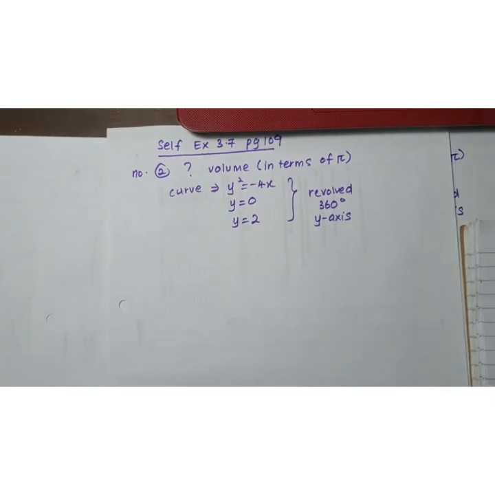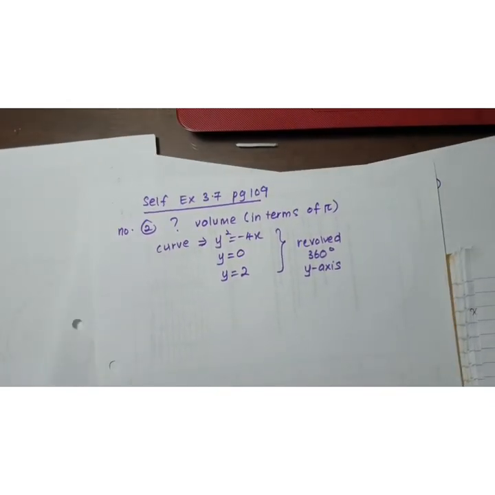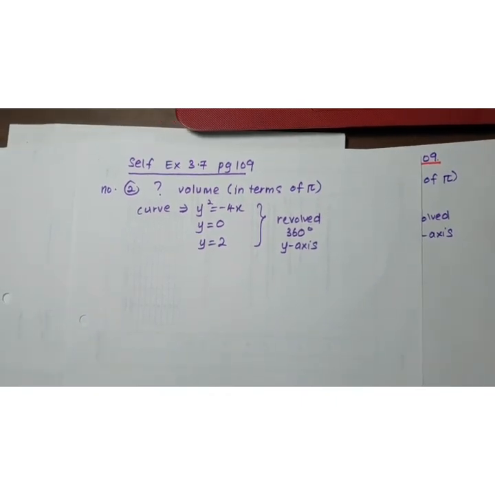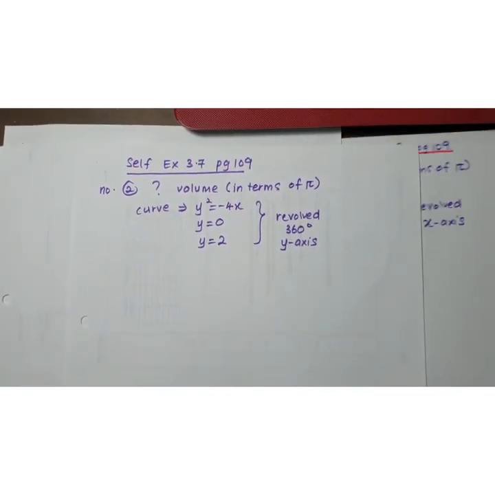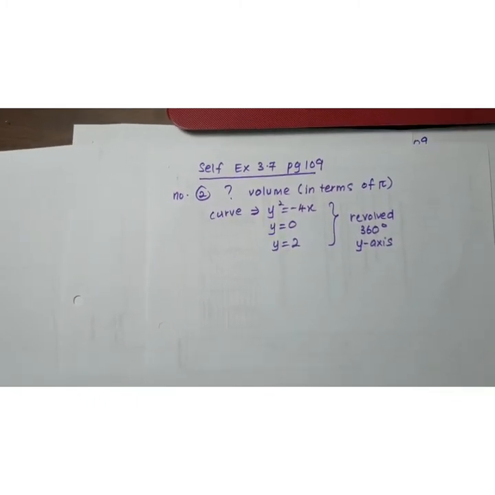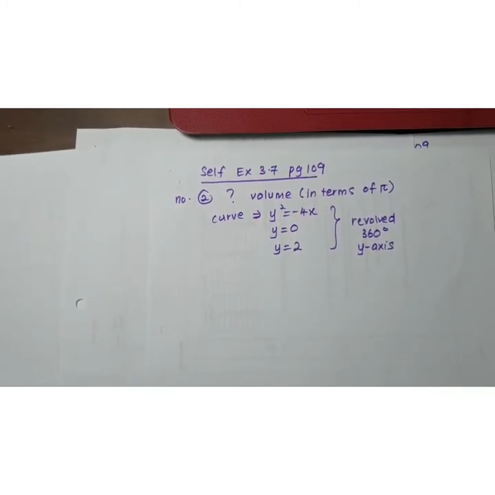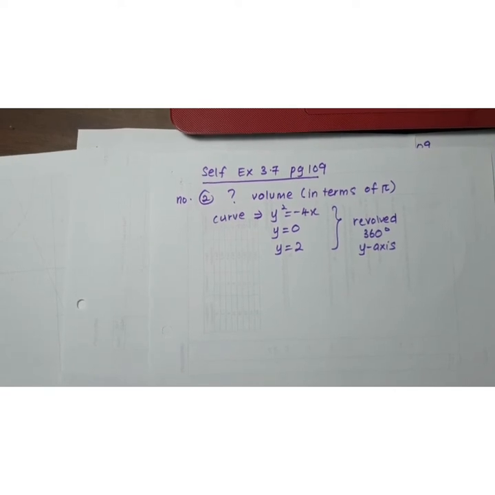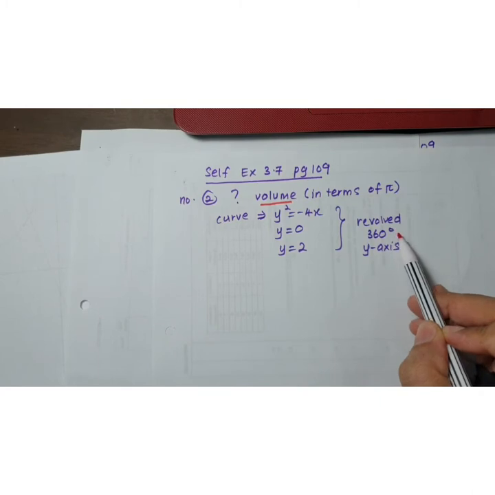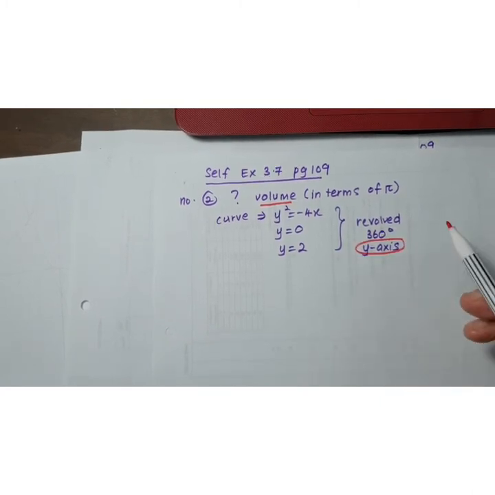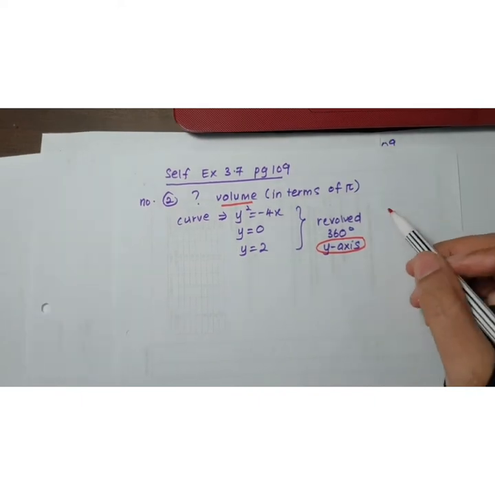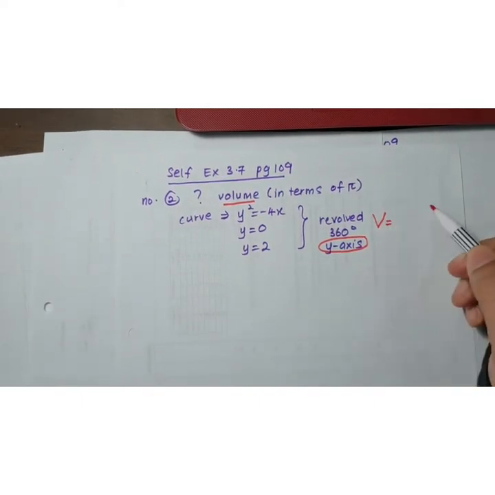In this question, when you read it, you must know what you want to find. So you want to find volume. If you want to find volume, you must know what formula to apply here. You read the question. The most important thing here is volume revolved 360 degrees about the y-axis. So in your head you have already set what formula to apply here.